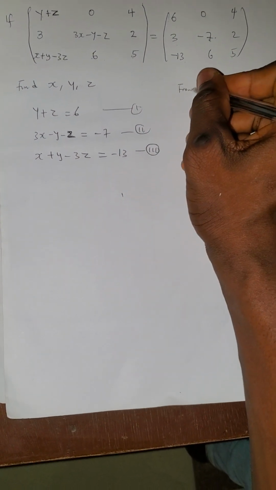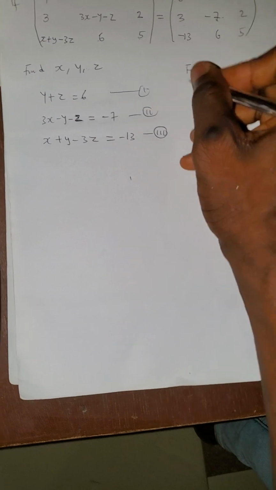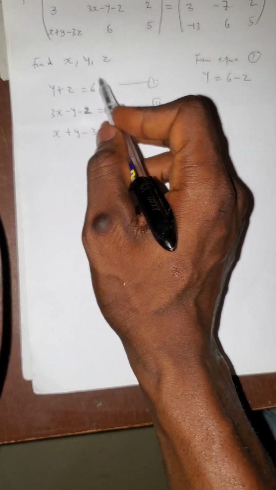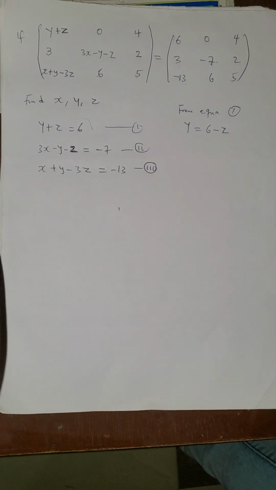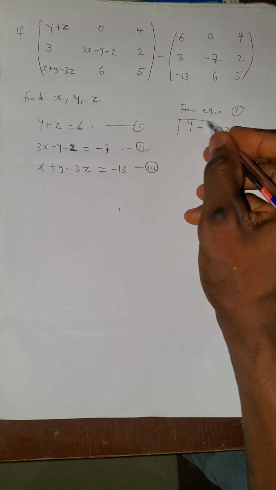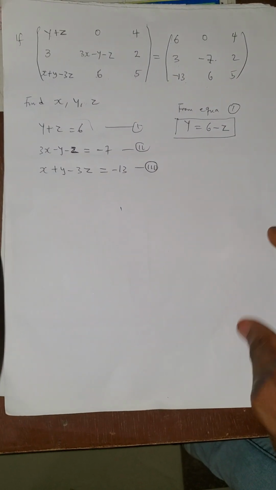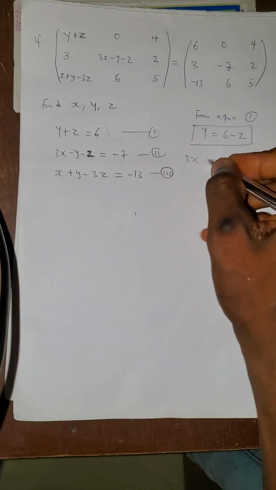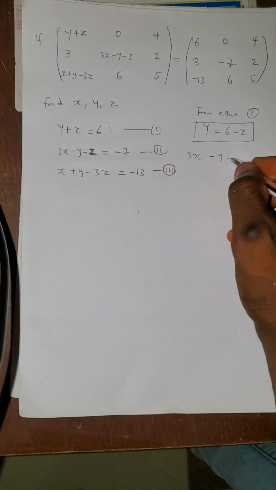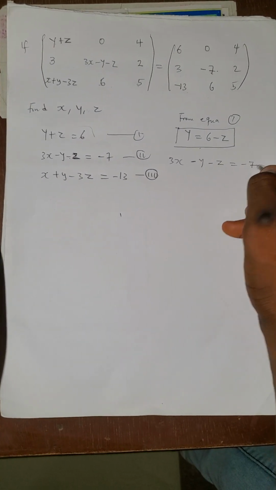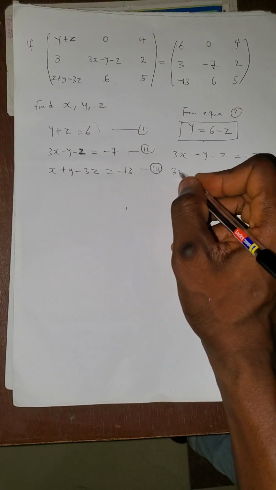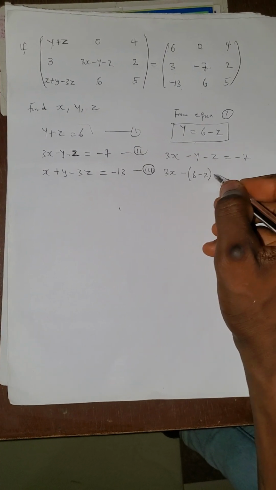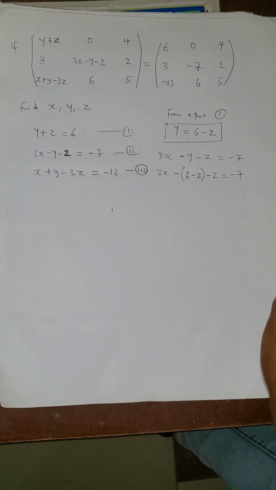I can say that y is equal to 6 minus z, because if you take z to this side, it will become minus. So y is equal to 6 minus z. Take note. Now let us insert that y in equation 2. So equation 2 becomes 3x minus y minus z is equal to minus 7. So this is 3x minus, what's your y? Your y is 6 minus z. So we have minus z here equals minus 7.